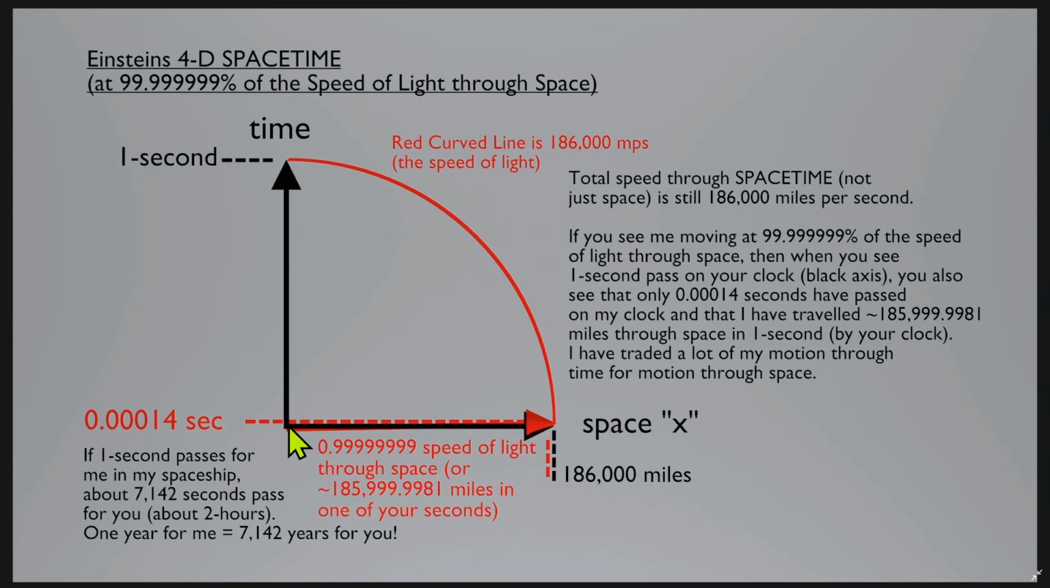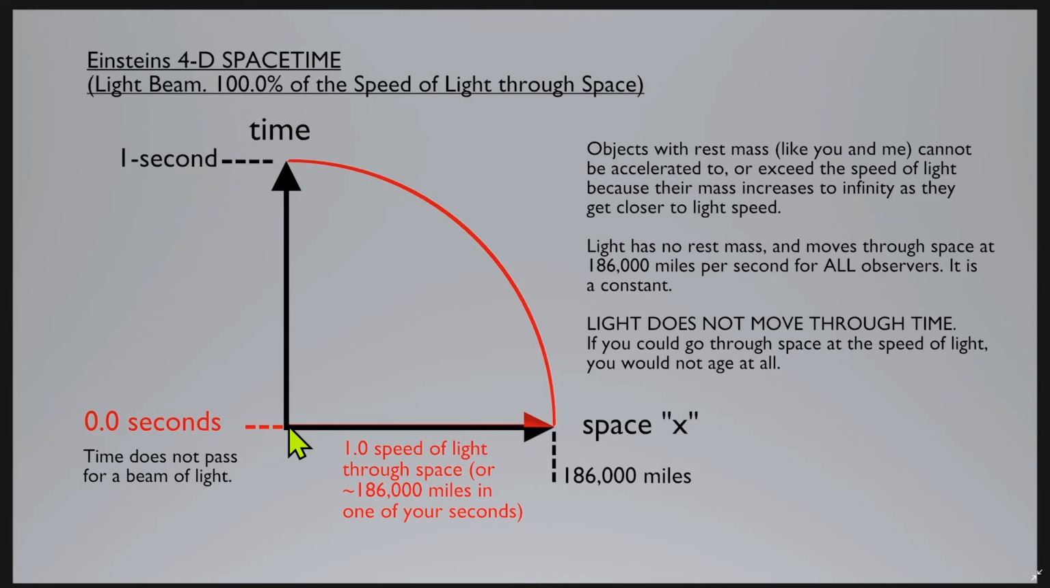So let's take a look at one last example here. And that is, what if you're actually a light beam? And this is very interesting because a light beam is traveling through space at exactly the speed of light. And no matter who you are or what your state of motion is, light is always measured to be moving at 186,000 miles per second in a vacuum.